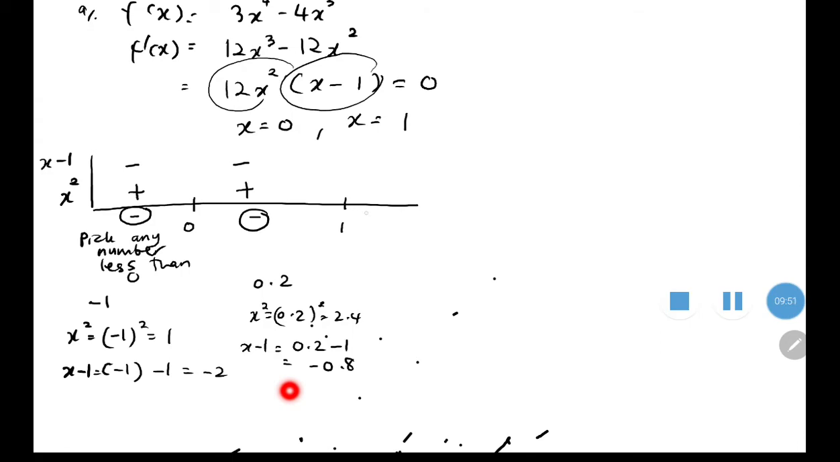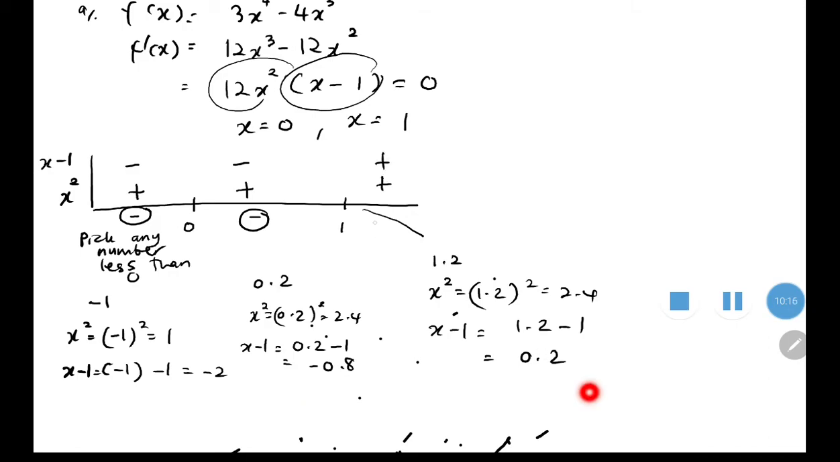Okay, and then for the final one here, pick any number larger than 1. So I want to pick 1.2. So x squared is positive, and 1.2 minus 1 is also positive. Okay, both numbers are positive. So this one is positive.